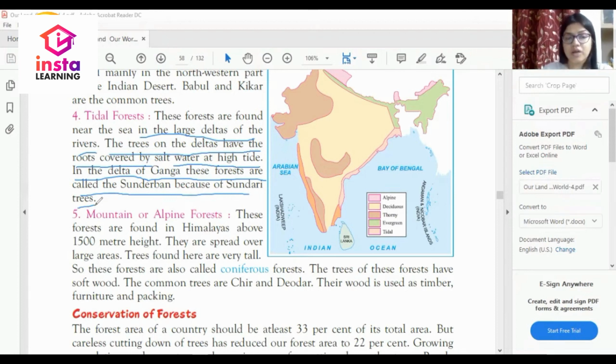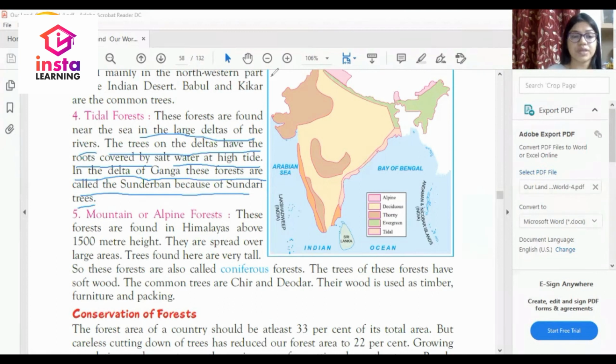These forests are found near the sea, near the sea in the large deltas of the river. The trees on the deltas have the roots covered by salt water at high tide. So what do we call them? We call them Sundarbans because what is found here? Sundari trees are found.